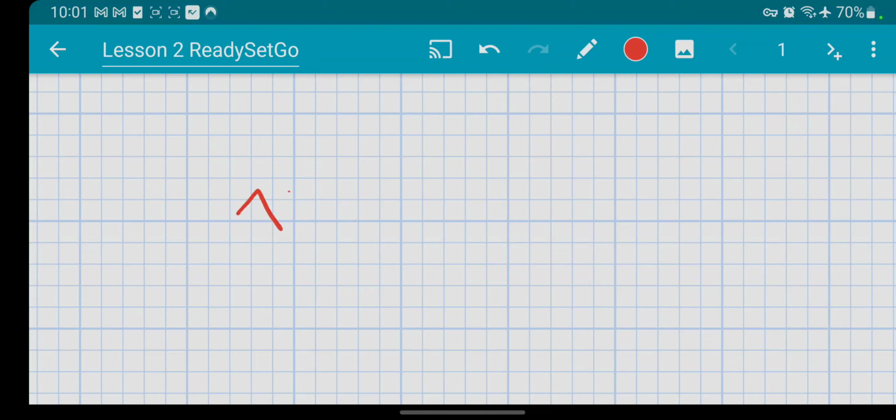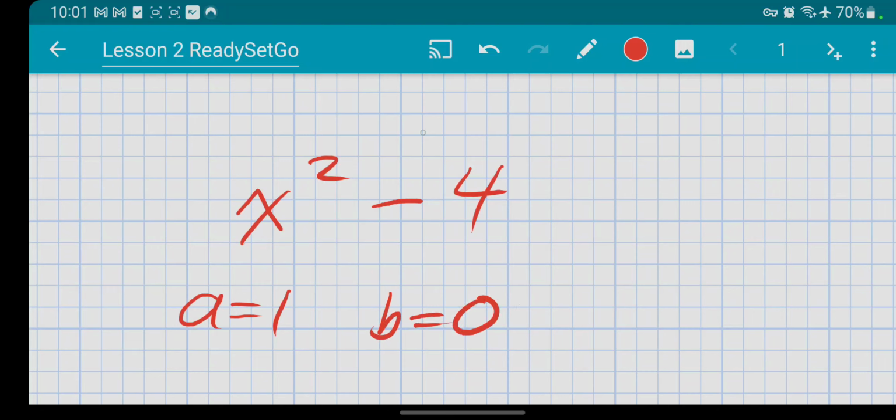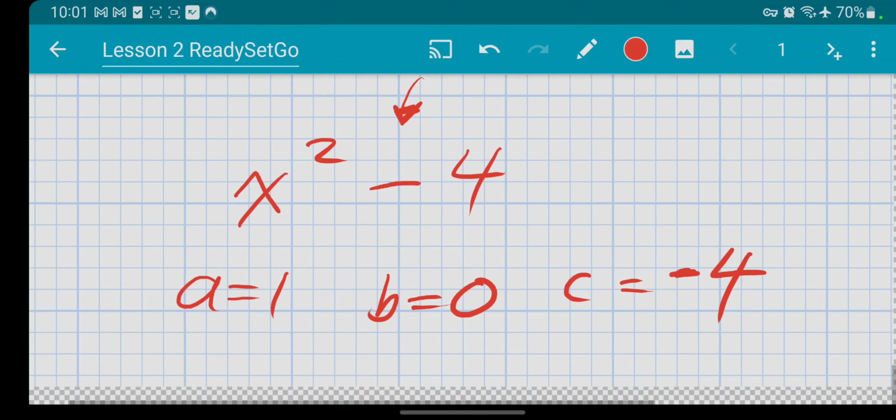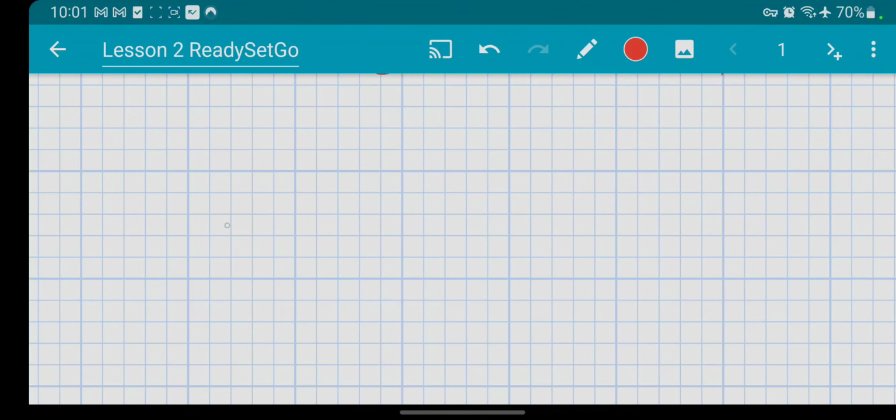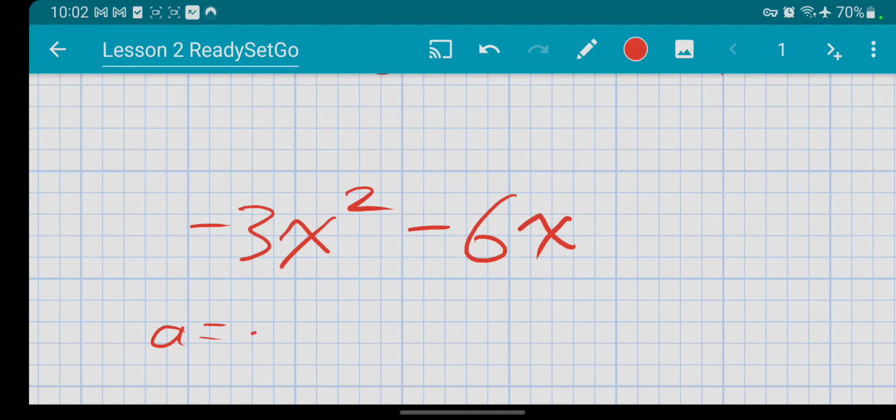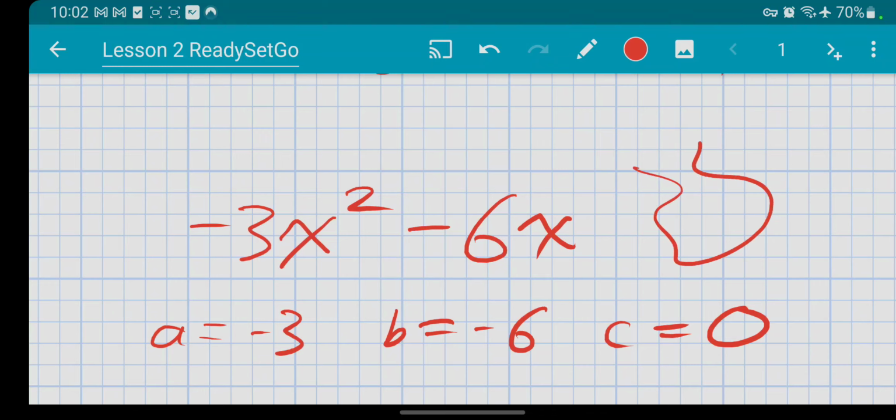A couple tricky things. What if it looks like this? Now A equals 1, because there's a 1 here that no one writes. B equals 0, because there's no x term. There's just an x squared term. And C equals -4. Yep, watch out for your signs there. Okay, what about something where we have like -3x squared plus, or let's do -6x. A is -3, B is -6, C is 0, because there's nothing here.